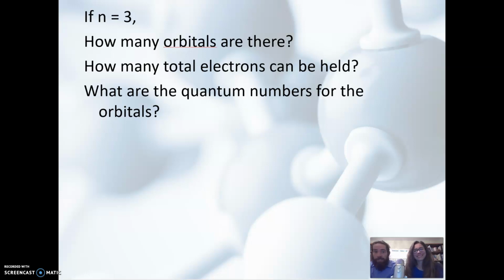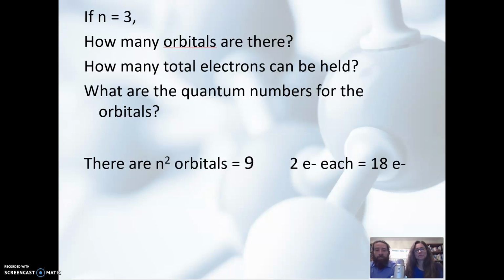I hope there's a trick. How many total electrons can be held, and what are the quantum numbers for the orbitals? So the trick was n squared. So 3 squared is 9. So we have 9 different orbitals, and each of those orbitals is an address with 3 quantum numbers that tell us that address. Double the amount of orbitals is the number of electrons, because each orbital can hold 2 electrons.